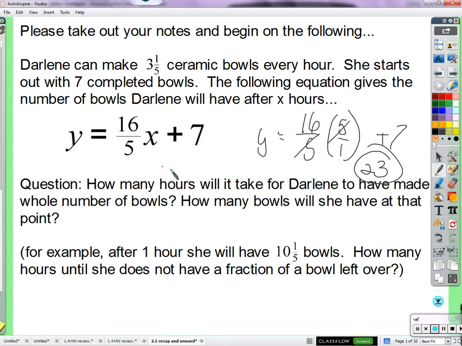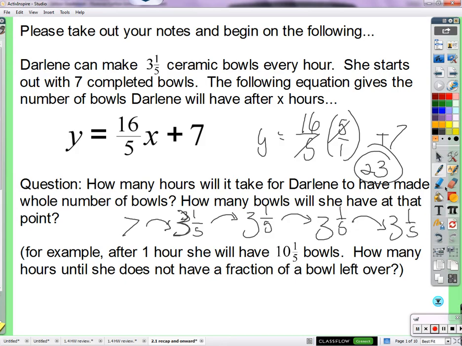We can just look at the pattern. We've got 3 and a fifth plus 7, right? So I guess just kind of going like this: 3 and a fifth, and then plus another 3 1/5, plus another 3 1/5, plus another 3 1/5, plus, we're almost there, just one more.